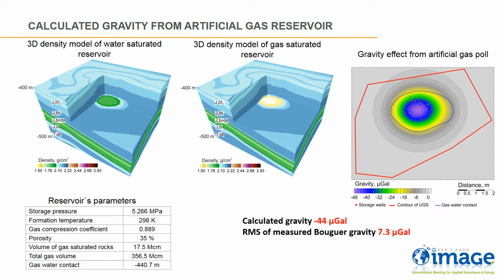Calculated gravity effect is the difference between gravity from a 3D model with gas saturated UGS reservoir and a 3D model with water saturated UGS reservoir. UGS reservoir parameters, gas volume, storage pressure, gas-water contact, etc., used for modeling are real at the period of gravity survey execution.